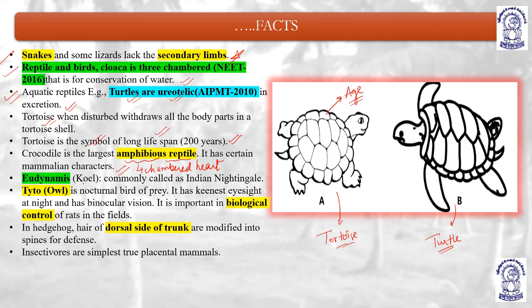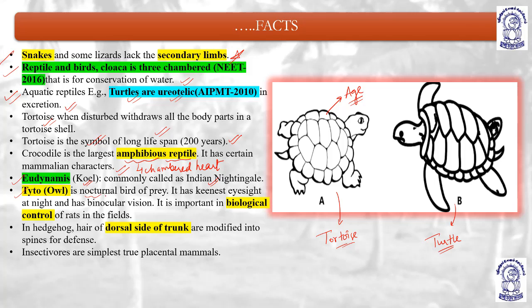Unanimous quail, commonly called the Indian nightingale. These are just some important facts. It is not that they belong to the reptilian, Pisces, or amphibian family that we have covered. They are just important facts, important names. Toito, owl.